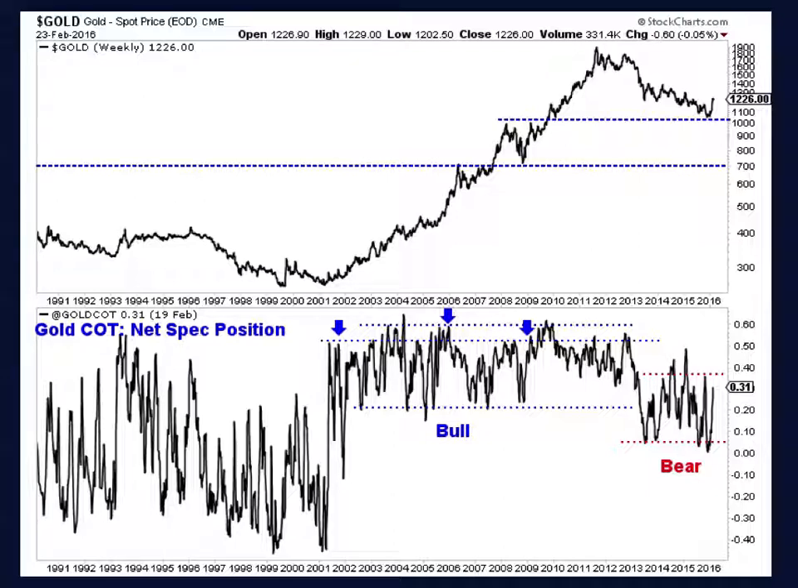And so if we're back in a bull market for gold, then we would expect the net COT position to probably spend most of its time around 50 to 60% when it's rising and trending well, and then when gold has a correction, it could spend its time around 20%. So just keep that in mind.